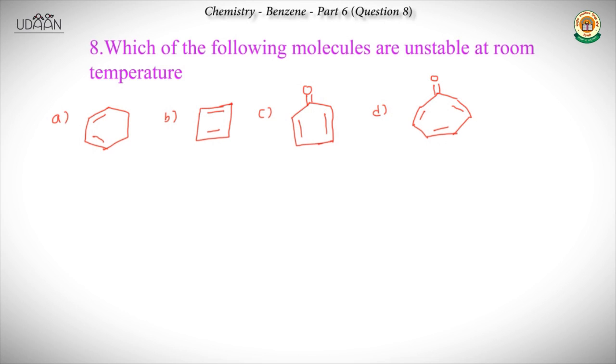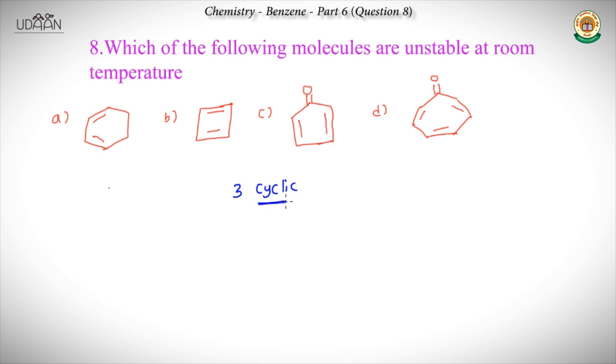After dealing with a very interesting problem based on the reaction between anisole and succinic anhydride, now let's move on to the next very good looking question where we have to find out the unstable molecule at room temperature, where 4 molecules are given to us. Now, to solve this question, you need to note down 3 classes of cyclic molecules.